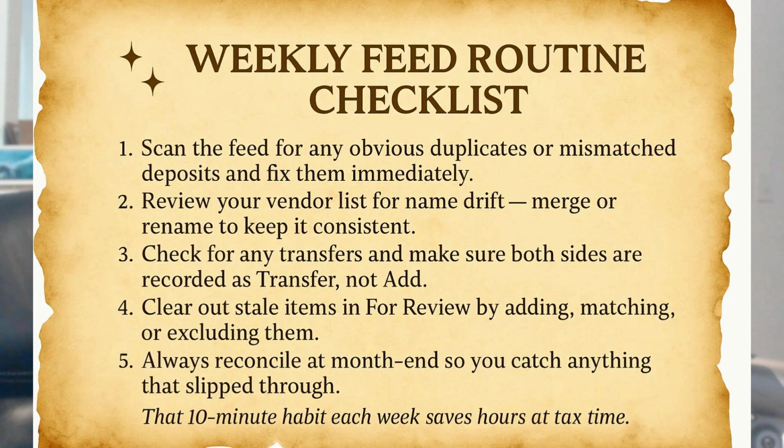Here's a QuickBooks troubleshooting routine. 1. Scan the feed for any obvious duplicates or mismatched deposits and fix them immediately. 2. Review your vendor list for name drift. Merge or rename to keep it consistent. 3. Check for any transfers and make sure both sides are recorded as transfer, not add. 4. Clear out stale items in For Review by adding, matching, or excluding them. 5. Always reconcile at month end so you catch anything that slipped through. The 10-minute habit each week saves hours at tax time.